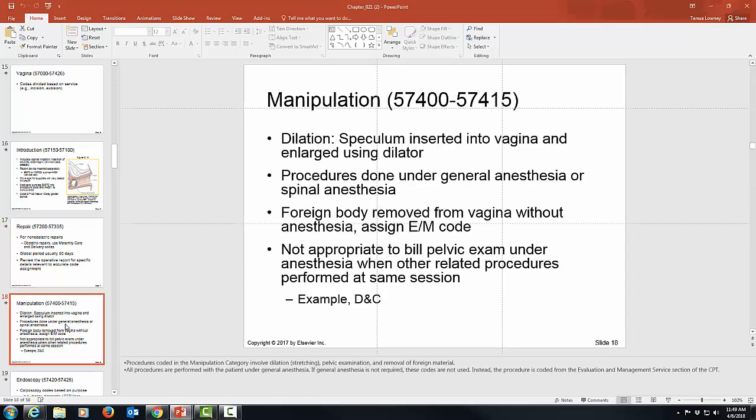Manipulations. There's a dilation. The speculum is inserted into the vagina and enlarged using the dilator. These procedures are usually always done under general anesthetic or spinal anesthetic because they're so painful and they're not tolerable any other way. A foreign body removal from the vagina without anesthesia, you're going to assign an E&M code.